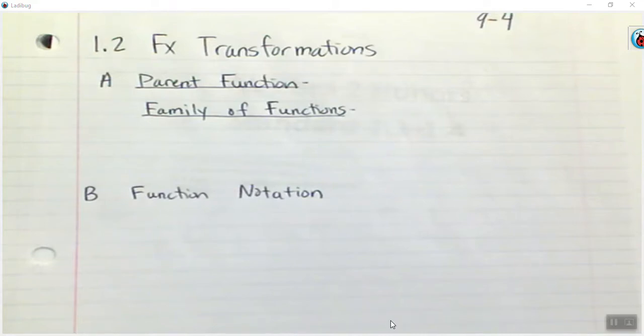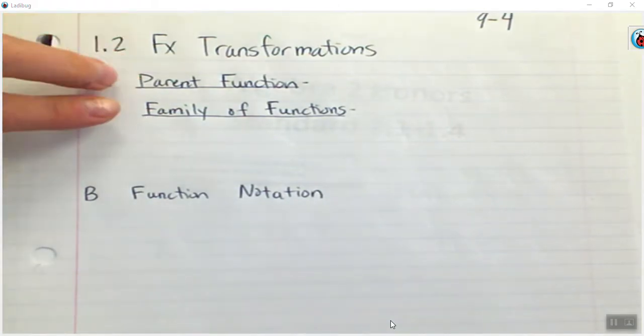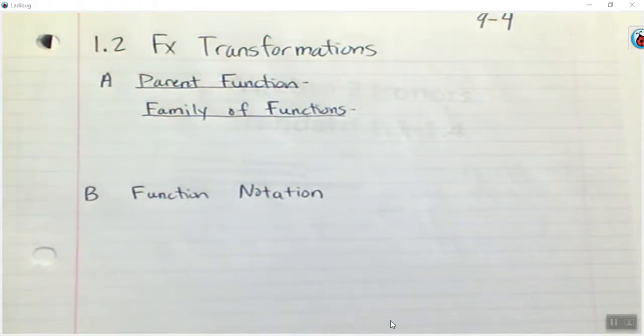Okay, so our second standard is transformations. That's f(x) for function. It's my abbreviation. All right. And we're going to do two definitions and then a little bit of notation here.